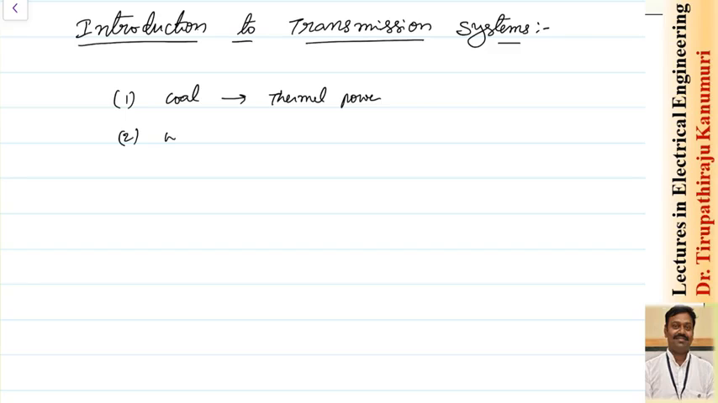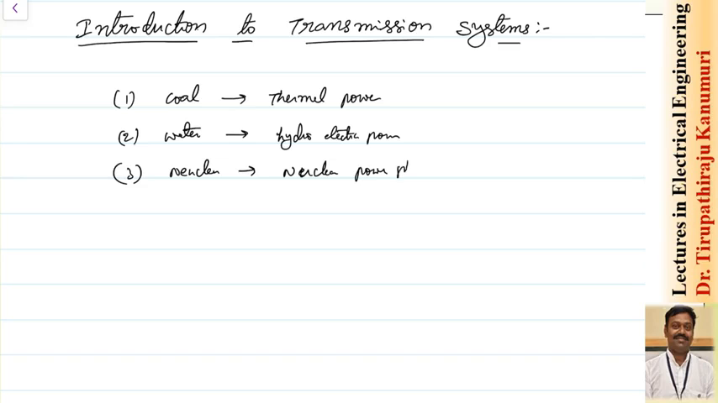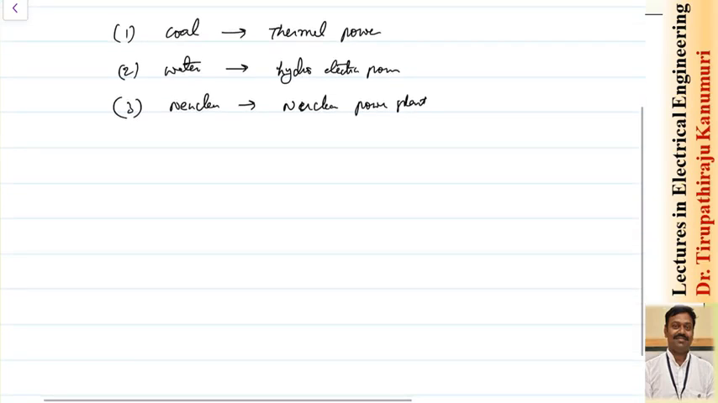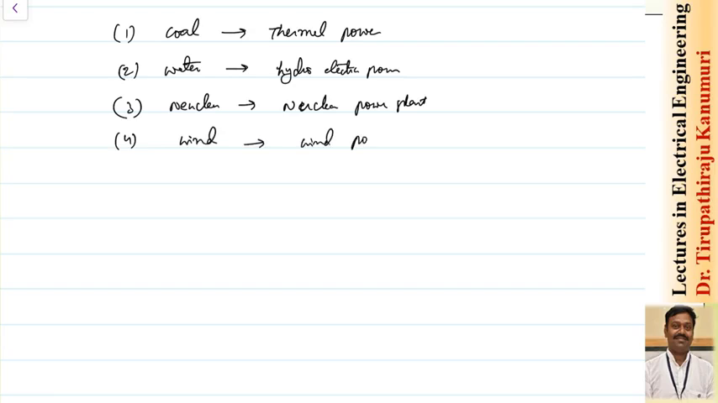The second one is generated from water that will be stored, and that potential energy is converted to kinetic energy, thereby the power is produced. That is called hydroelectric power. And then the third major source of power is using nuclear energy, which is called a nuclear power plant. The fourth source that is commonly used is wind energy, which is called a wind power plant.